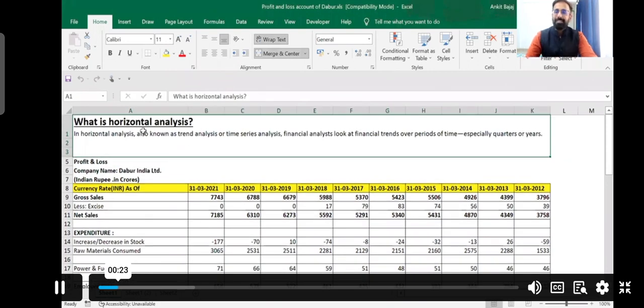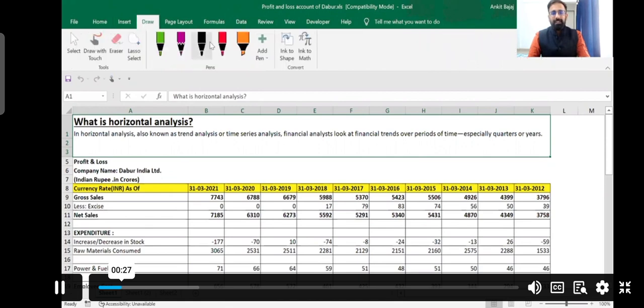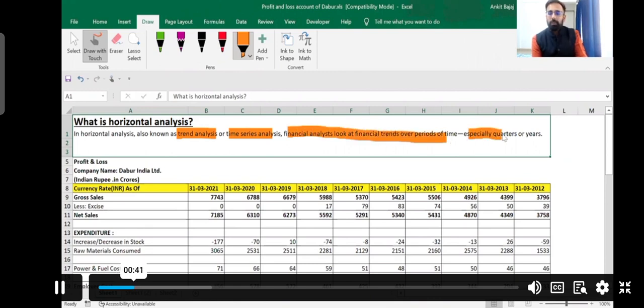We already know what horizontal analysis is, but still quickly we will read the definition and we will start doing horizontal analysis of Dabur Limited. So in horizontal analysis, also known as trend analysis or time series analysis, financial analysts look at financial trend over a period of time, especially quarter or year, right?